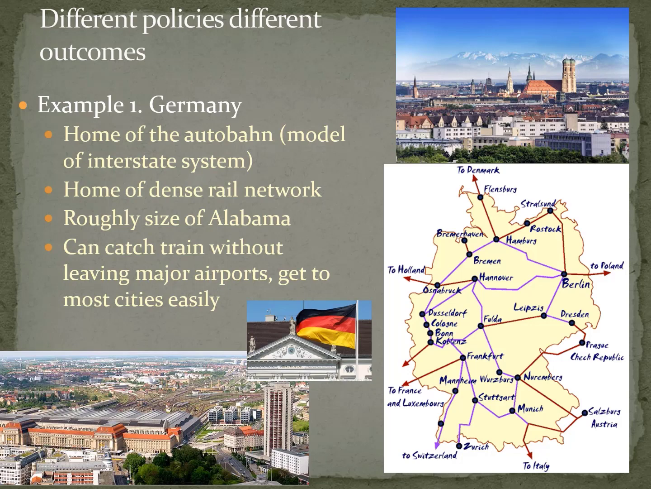Germany is also home to a dense railroad network. The country is roughly the size of Alabama, but you can catch a train without leaving major airports, and from there you can get to most cities pretty easily. And so it's a good example of efficient public transportation. They have a combination: there's options for cars, but also public transit. Europe in general, through planning and policy and the way they've designed their streets, cars are sort of more expensive and more inconvenient, and public transit is cheaper and more convenient, just through the way things have been designed.